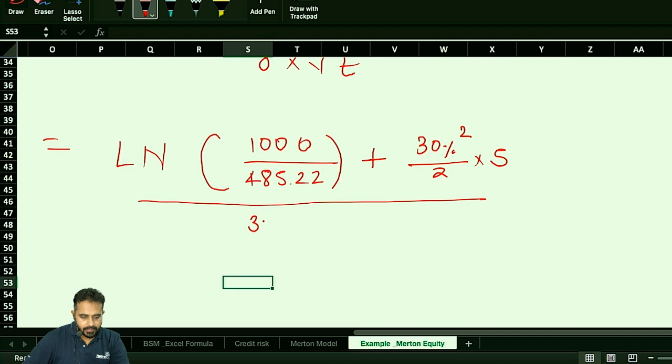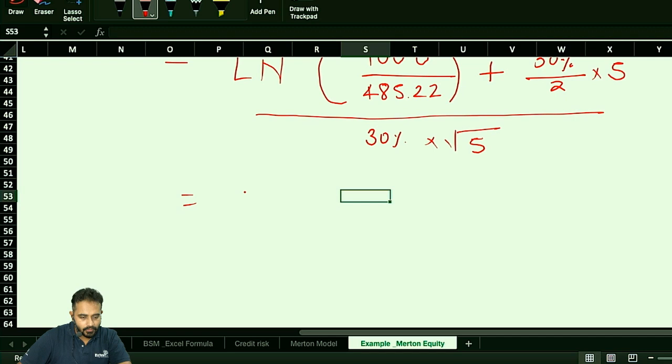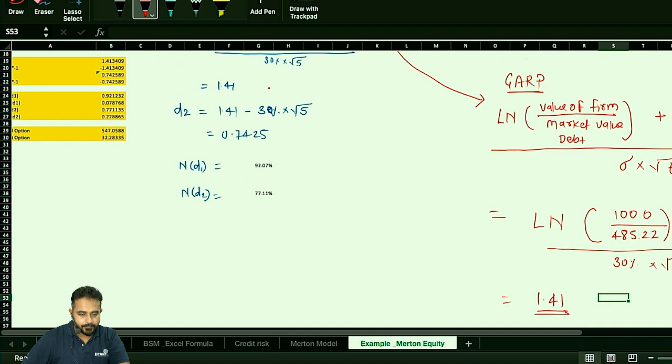30% under root 5. All right, so let's solve this, and if the two values of D1 match, then the job is done. So 1000 divided by 485.22, log normal, STO1, 30% square divided by 2 into 5, STO2, 30% into root 5, equal to STO3, RCL1 plus RCL2 divided by RCL3. I'm getting 1.4134, and this value is exactly the same as what we calculated here. If you can see this, these are exactly the same values.